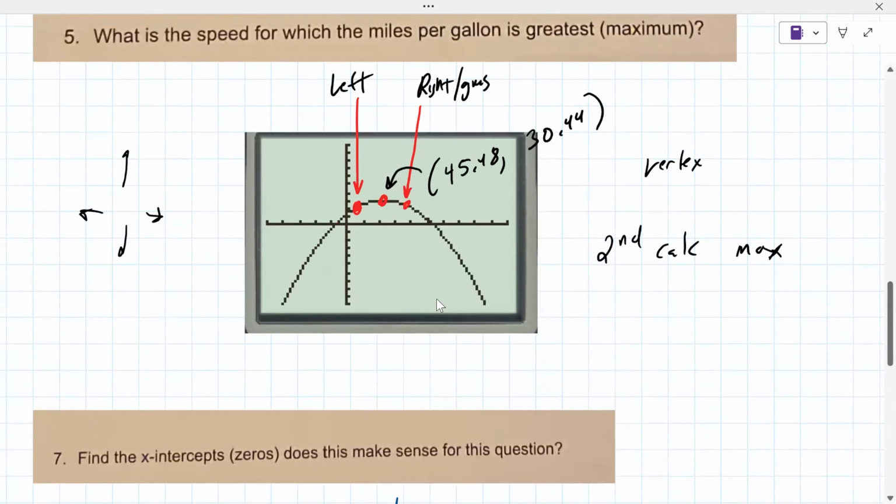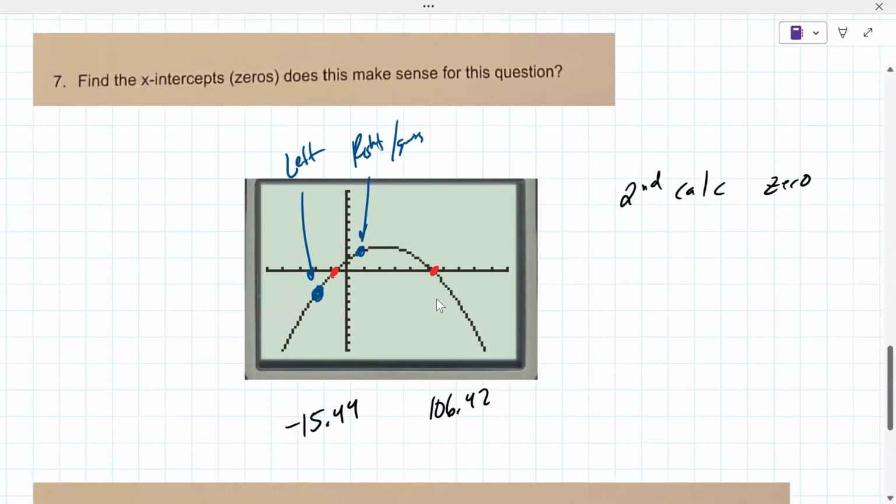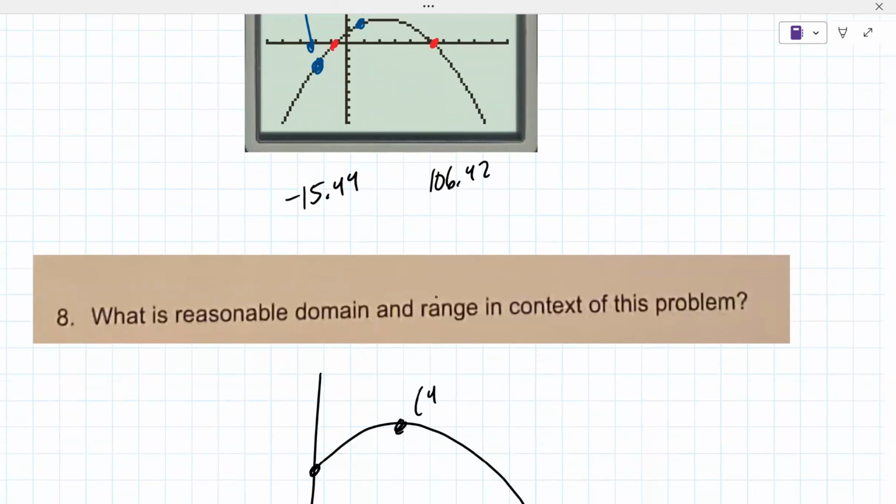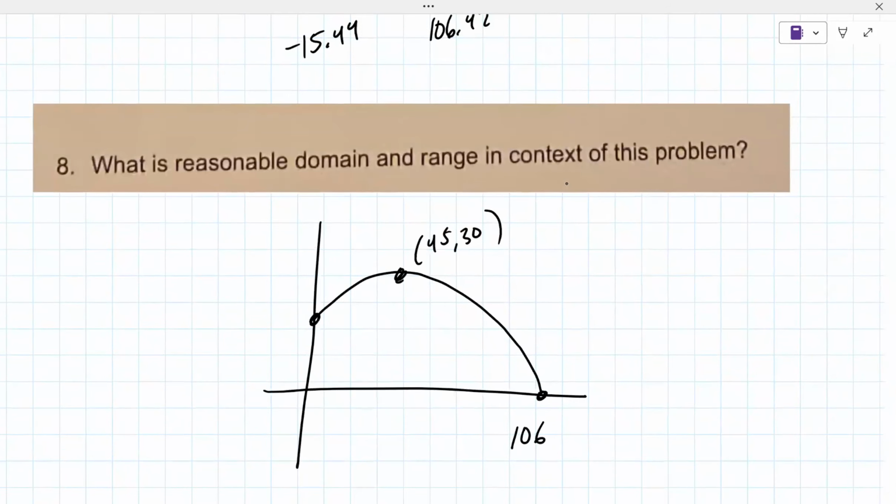Let me grab it one more time. 45, we'll just call it 45 and 30. The domain is the values that are reasonable for miles per hour. So how slow can you be going? 0 to 106.